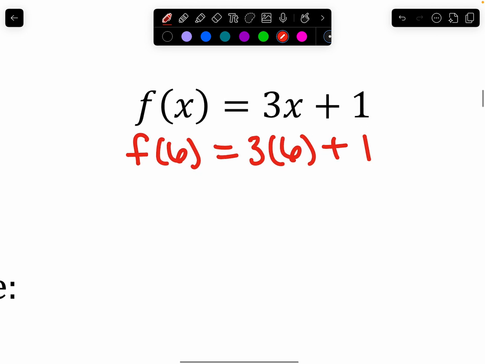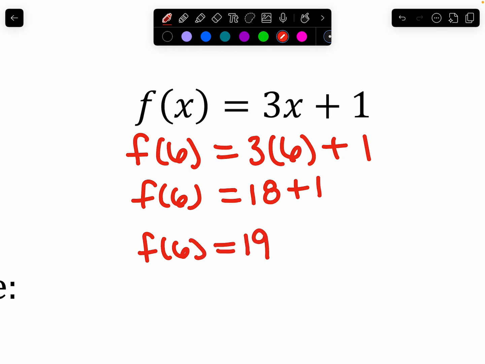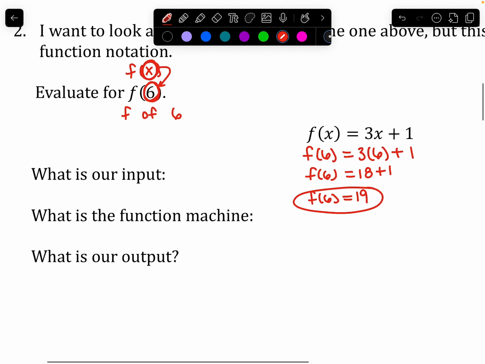That's all that means. Now, this is going to look a little bit weird to you because you're like, boo, there's not a y anymore. Now there's this f of 6. f of 6, we're still just saying that I am inputting 6 into my function. 6 is my input, okay? This side is going to be 18 plus 1. This is going to be f of 6. I'm not solving this. I'm not doing anything with this. It's just going to stay there the entire time. f of 6 equals 19. And 19 is still my final answer.